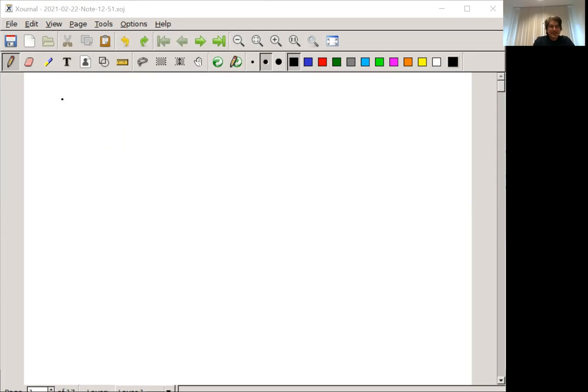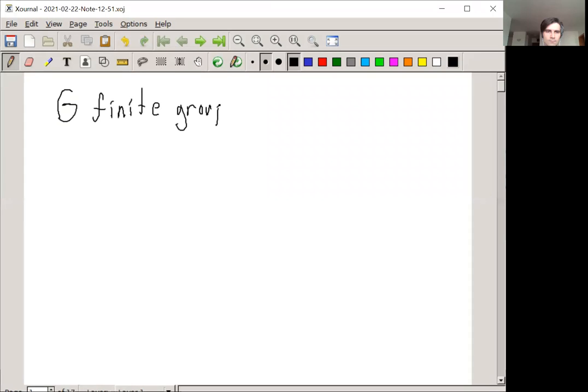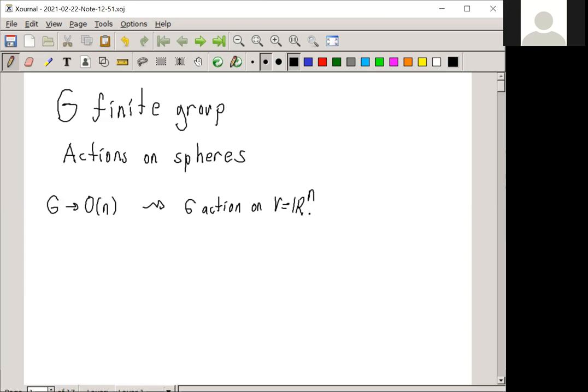So let me start by saying that all through the talk, G is a finite group. Okay, so let me start with some actions on spheres. Now, let's say we have a group homomorphism from G to O(n). Then this induces a G action on the n-dimensional Euclidean space, V equals R^n. And this action preserves distance, so it induces a G action on the unit sphere inside V.